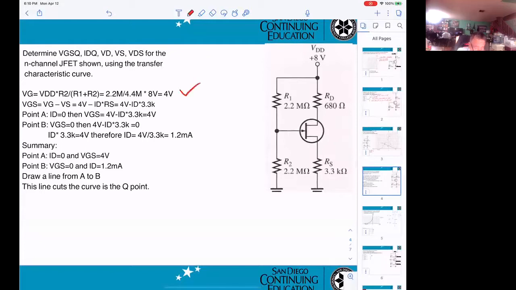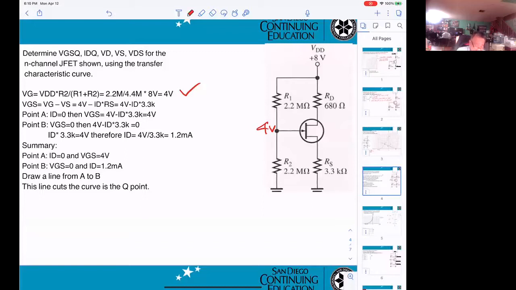So VG equals 8 volts times 2.2 divided by 2.2 plus 2.2. Same value, so basically you just divide by 2. That's why you get 4 volts right here. Okay. If you have a question, stop me. Otherwise, I keep going.